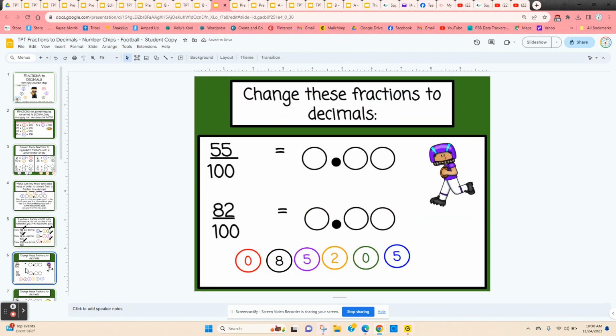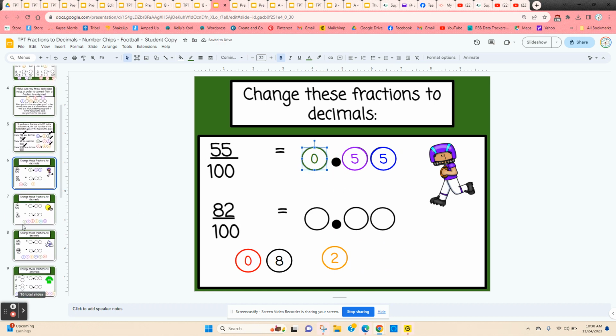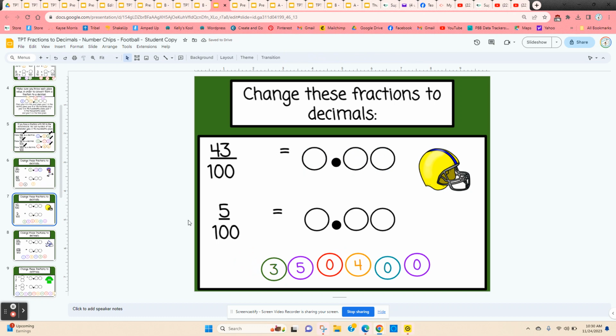On the next slide, they're going to be converting these fractions that already have 100 in the denominator into decimals. So 55 hundredths. They just need to know where to place those numbers. And 82 hundredths, and so on. Next slide, same thing. Now this one, they have one that's a little tricky, 5 100ths. Well, that means the 5 is going to have to go here, and the other 2 numbers would be zeros.